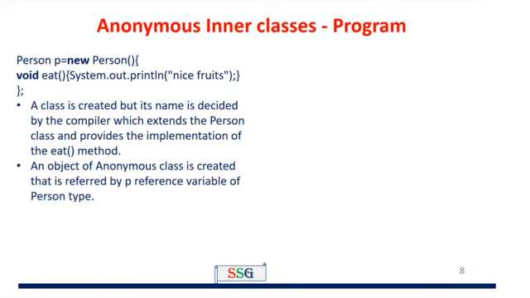Now I am going to explain the concept of the program. Here, Person p = new Person() with void eat, System.out.println nice fruit. This function and these two lines of statements perform different tasks. A class is created, but its name is decided by the compiler, which extends the Person class and provides the implementation of the eat method. Then after executing the statement, an object of the anonymous class is created that is referred to by the p reference variable of the Person type.